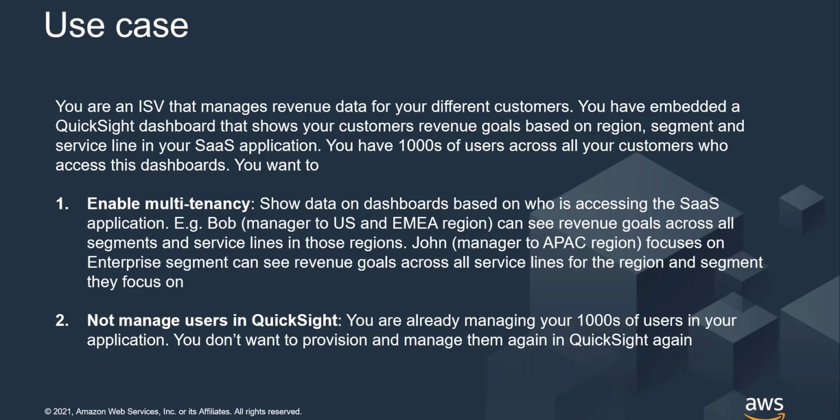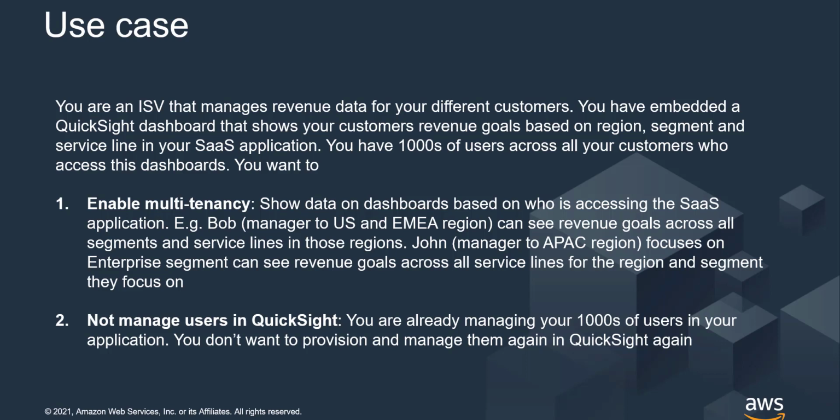What that means is, let's say that there are two users, one is Bob and the other is John. When Bob accesses the dashboard, you want to make sure that they see data for the revenue goals only for regions US and EMEA, but for all segments and service lines in those regions. And when John accesses the dashboard, you want to make sure that John sees data only for the APAC region and John focuses only on the enterprise segment, but they see data across all service lines in APAC and the enterprise segment.